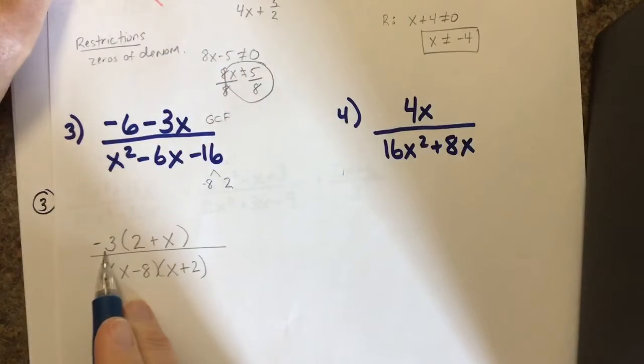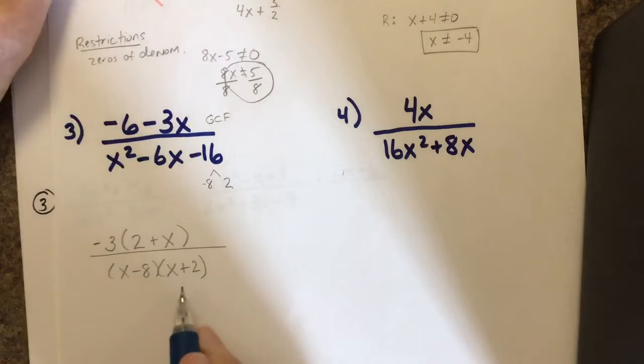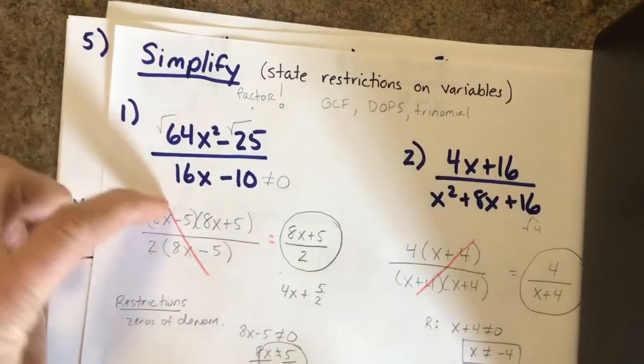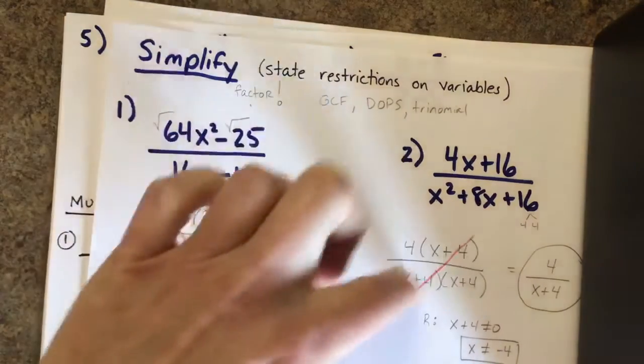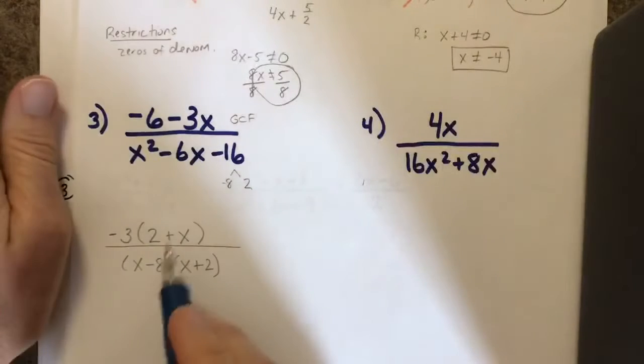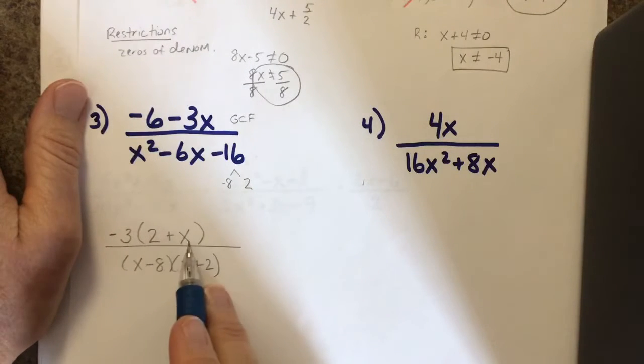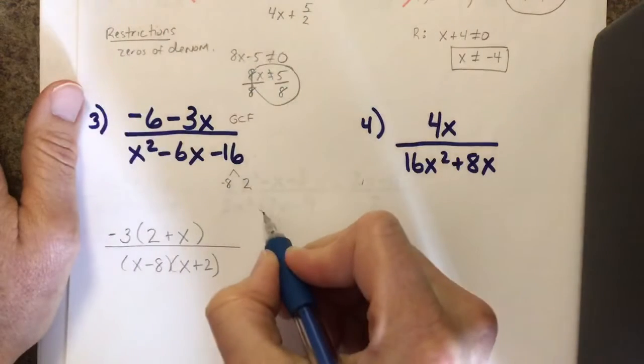Do I want to take out a negative 3 or do I want to take out a positive 3? Well, look at the denominator now. Remember, the goal is to simplify. I want to cancel common factors on the top and the bottom. I need the same factor on the top and the bottom to cancel. All right, is 2 plus x the same as x plus 2?